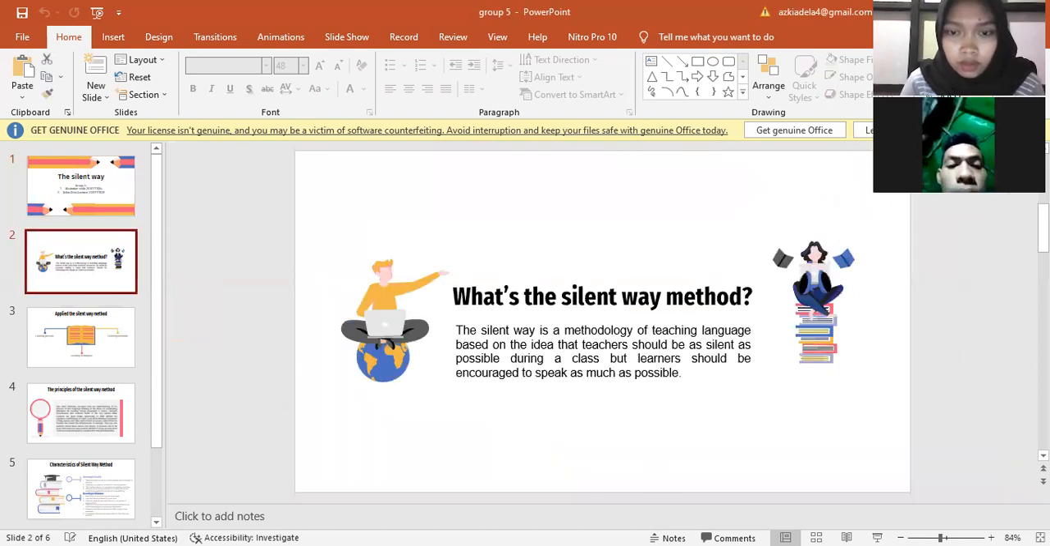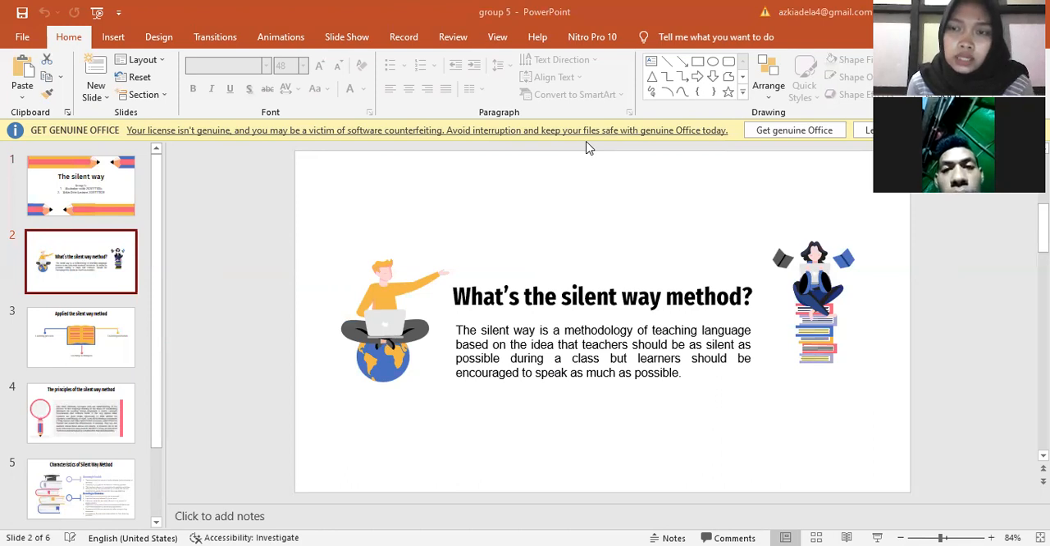So first, what is the silent way method? The silent way is a methodology of teaching language based on the idea that the teacher should be as silent as possible during a class, but learners should be encouraged to speak as much as possible. The silent way, as the name already suggests, is built upon the hypothesis that inside the classroom, the teacher should be as silent as possible, whereas the student or learner should be encouraged to produce as much language as possible, participate actively in class, and this way become autonomous learners.